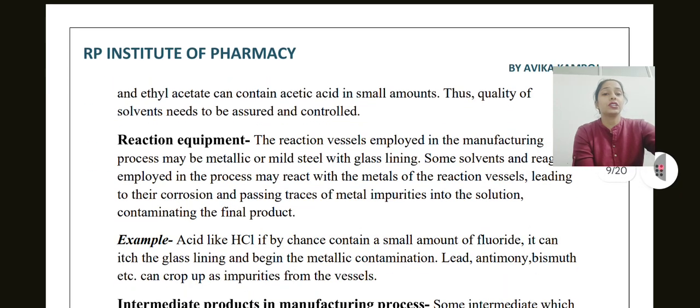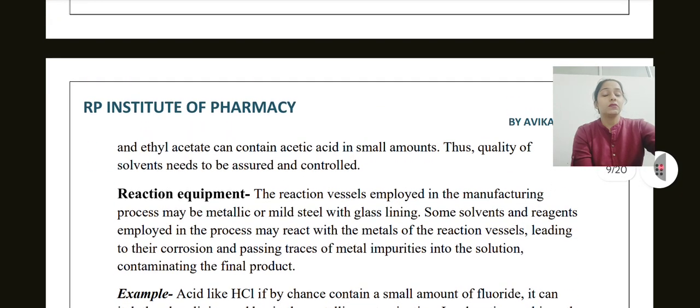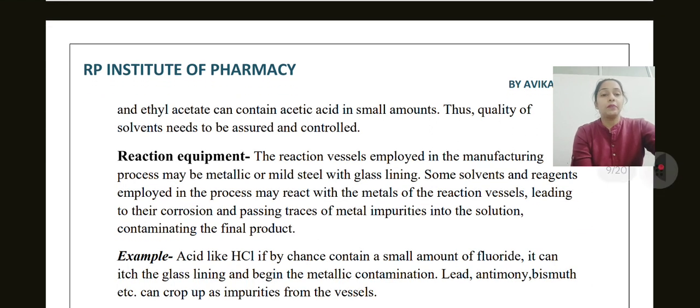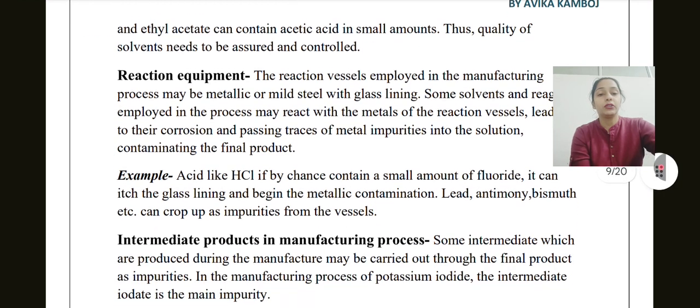Next is our reaction equipment. The reaction vessel which we are using may be metallic or mild steel with glass lining. So some solvents and reagents employed in the process may react with the metals of the reaction vessel, leading to their corrosion and passing traces of metal impurities into the solution and hence contaminating the final product.